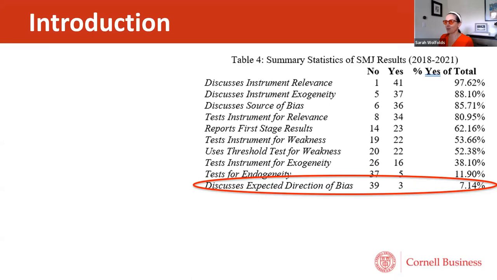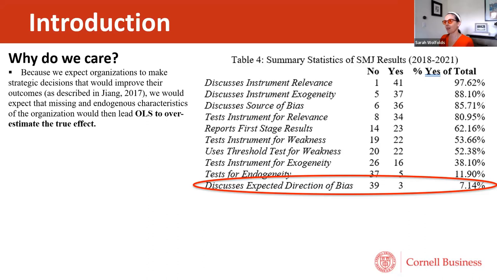On the flip side, you see almost nobody talking about expected direction of bias, right? Only a few of the papers talk about in what way the endogeneity would occur, but also, if our instrument was in fact endogenous, how would this affect our results? And again, as I pointed out, we expect organizations to make strategic decisions that would improve their outcomes. So we might actually expect OLS to overestimate that true effect, right? We might expect that we should have more cases of that affirmative bias.